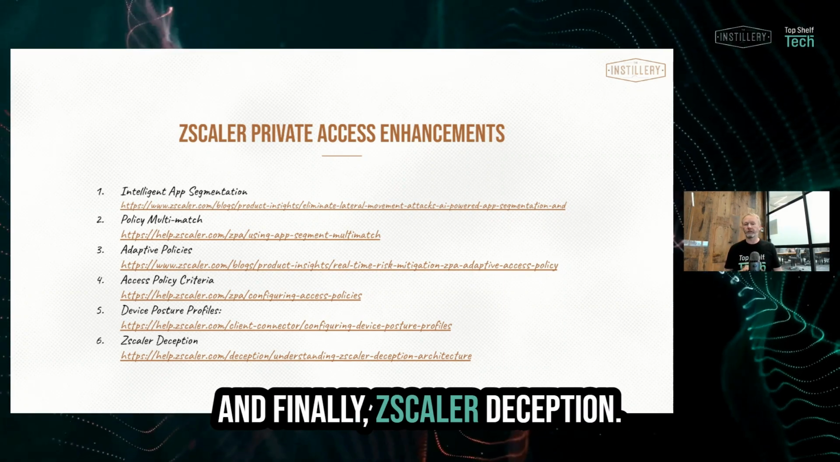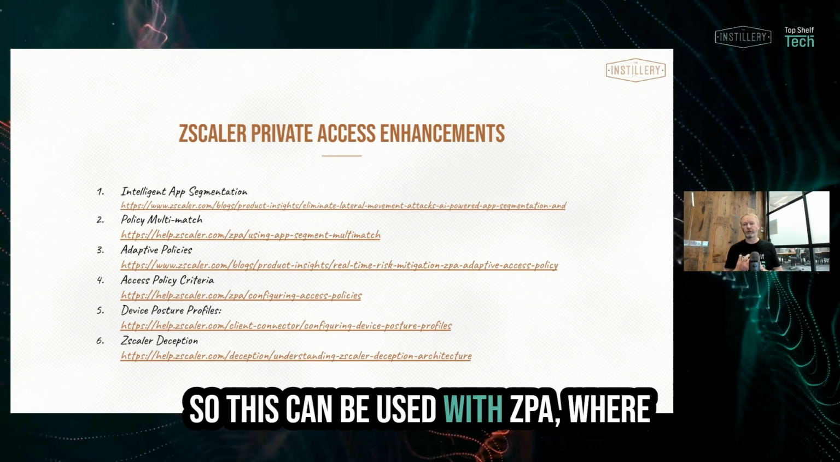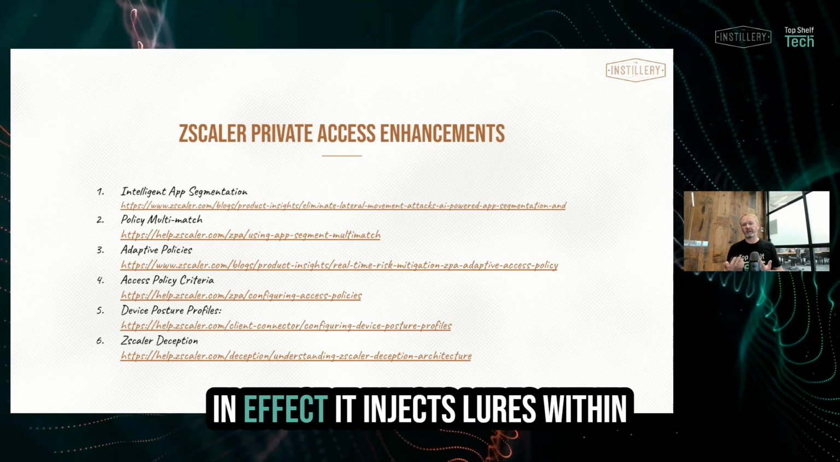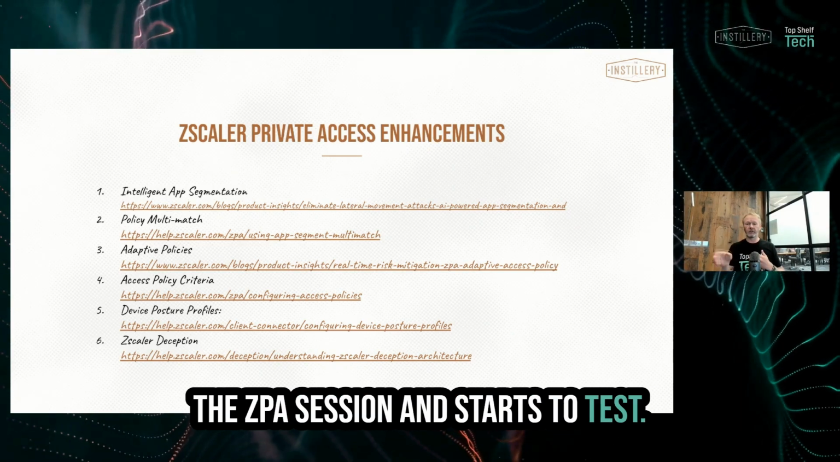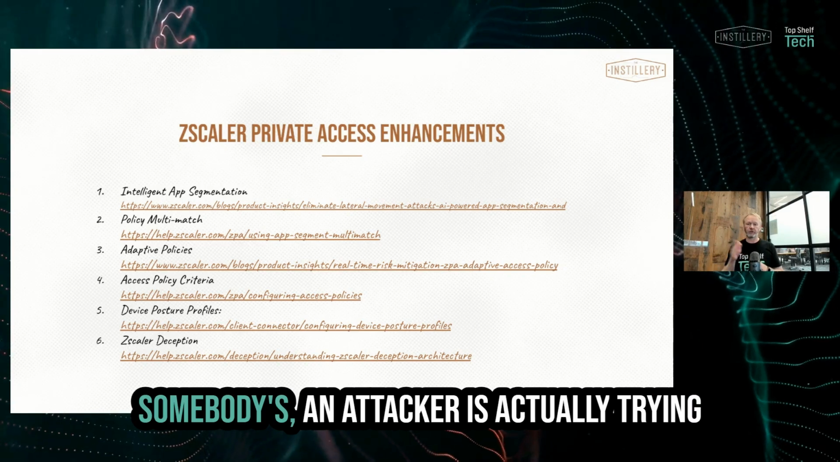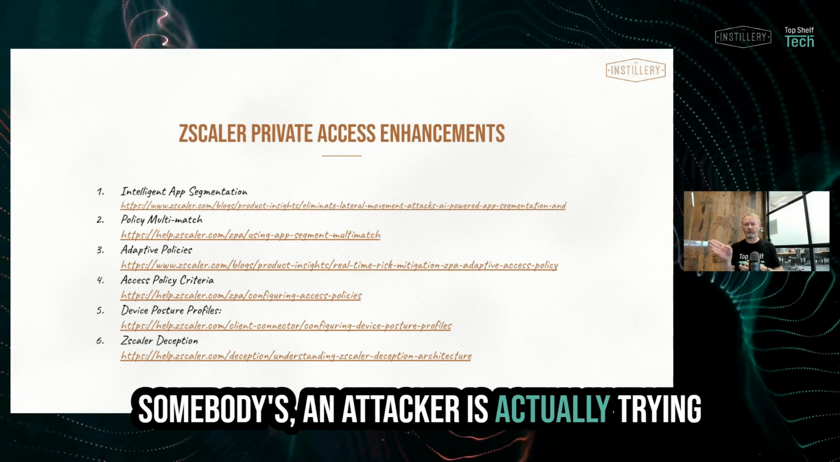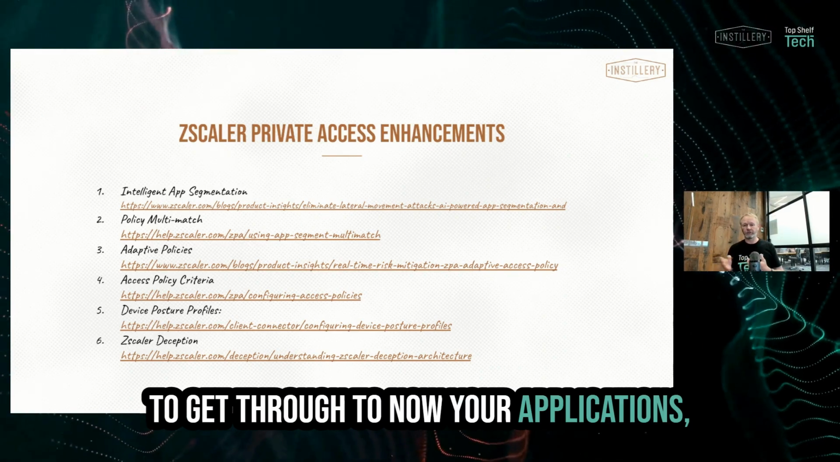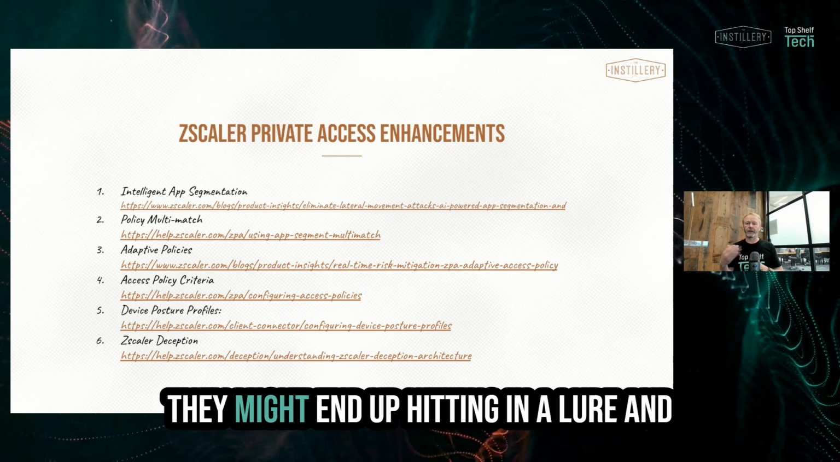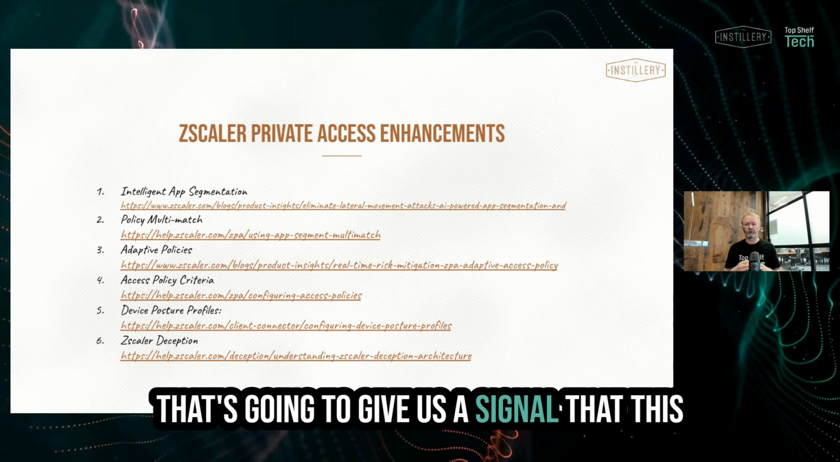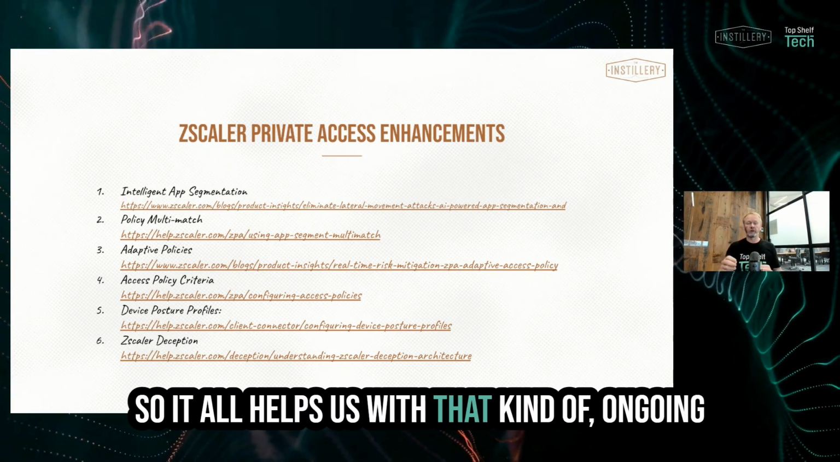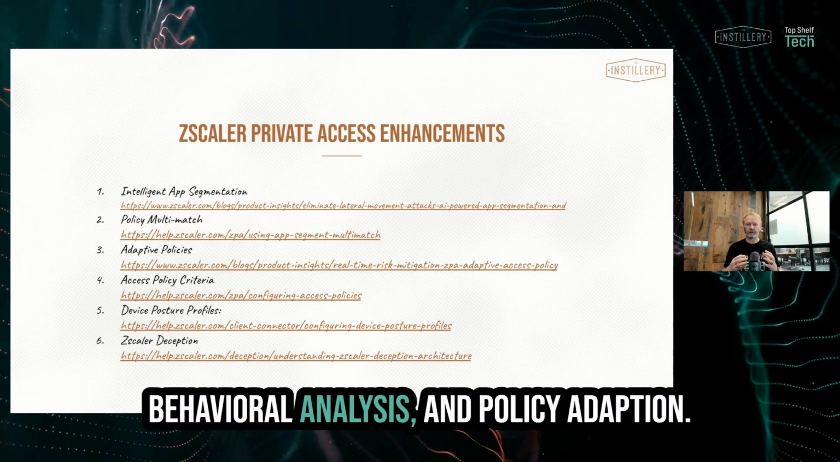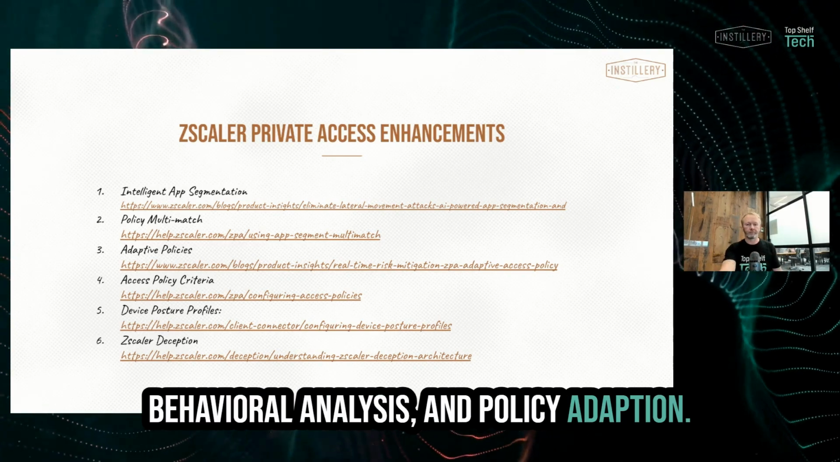And finally, Zscaler Deception. This can be used with ZPA, where in effect it injects lures within the ZPA session and starts to test. So if you've got a compromised device and an attacker is trying to get through to your applications, they might end up hitting a lure, and that's going to give us a signal that this isn't what we'd expect from that device. So it all helps us with that kind of ongoing behavioral analysis and policy adaptation.